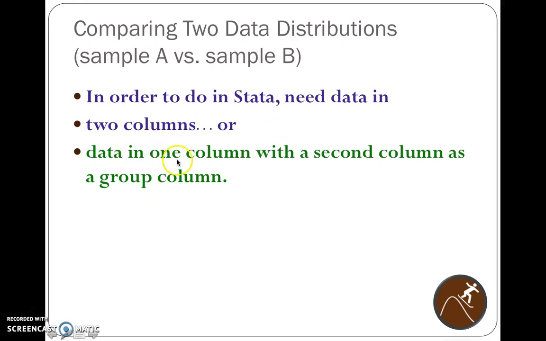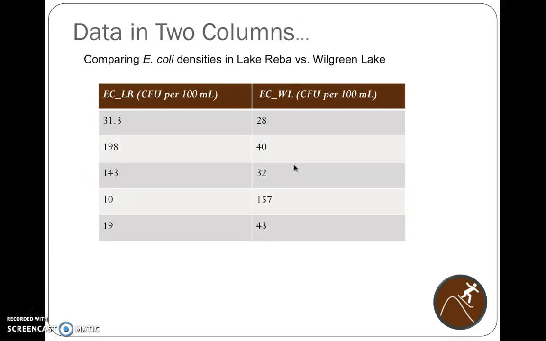So data can be in one column with a second column as a group, or the data can be in two columns like so. So you could have the data for something like we're comparing E. coli densities in Lake Reba versus Will Green Lake. So you might actually have two columns of data. This is the variable EC underscore LR. This is the variable EC underscore WL. So the data are in two columns. So that's one way of doing it.